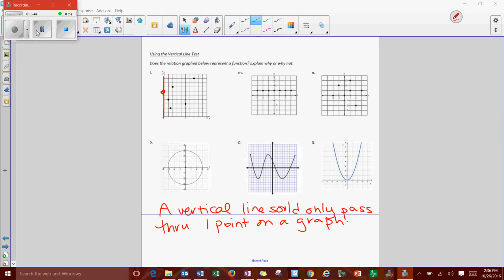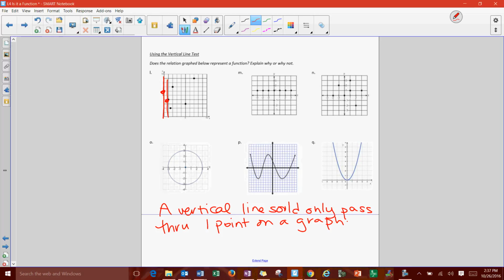So is this. Okay, so if I draw another vertical line through here, it only passes through one point. We're good, it's a function. If I draw a vertical line here, 1 point. Here, 1 point. Here, 1 point. Here, 1 point. So each vertical line only passes through 1 point. So yes, letter L is a function.